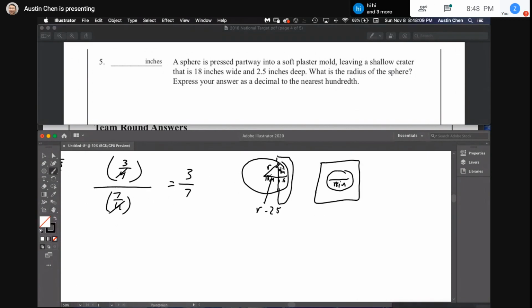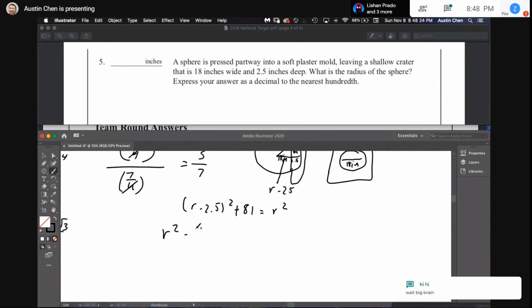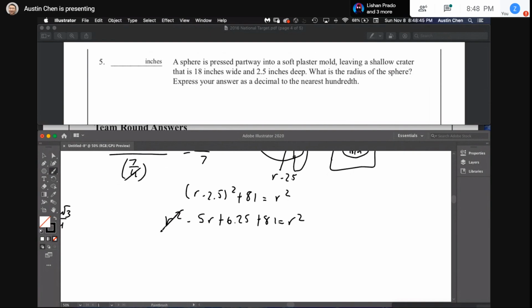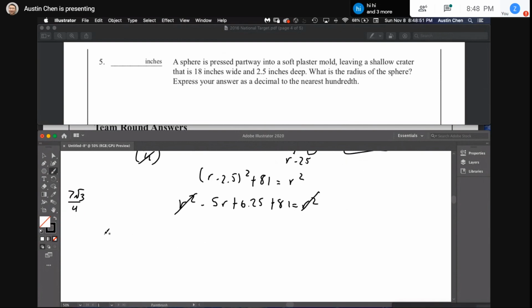So we can set up a Pythagorean theorem equation with that right triangle. So we can have (r minus 2.5) squared plus 9 squared, which is 81, equals r squared. And then we will have r squared minus 5r plus 6.25 plus 81 equals r squared. For the 2.5 squared, I just did 25 squared divided by 100, but you also have a calculator, so you can just do it like that. And then the r squared cancels, so that's really good. Then we just have an r, so we should be able to find an answer here.